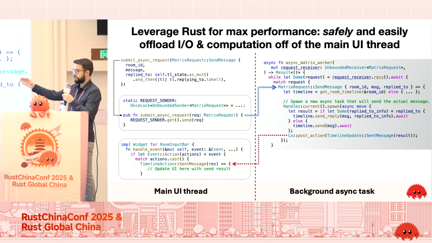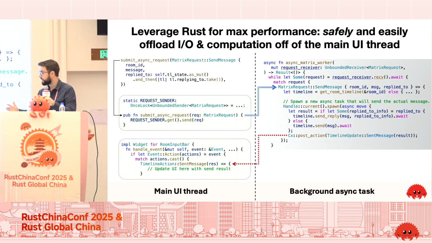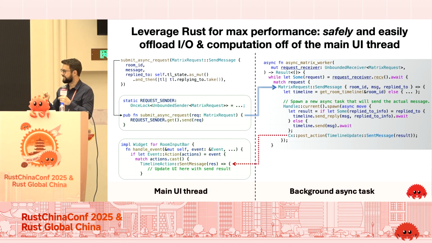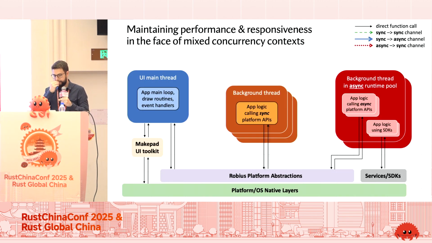And in this case, just like you saw in the previous slide where I had that event handling code, I have this event handling code for the room input bar, right? In which case, when I receive the action that indicates the message was sent or perhaps it failed, I can then go ahead and update my UI on the main UI thread. So that keeps us really, really nice and performant with no stutters, and with no random hangs due to waiting on asynchronous events to happen from the main UI thread.